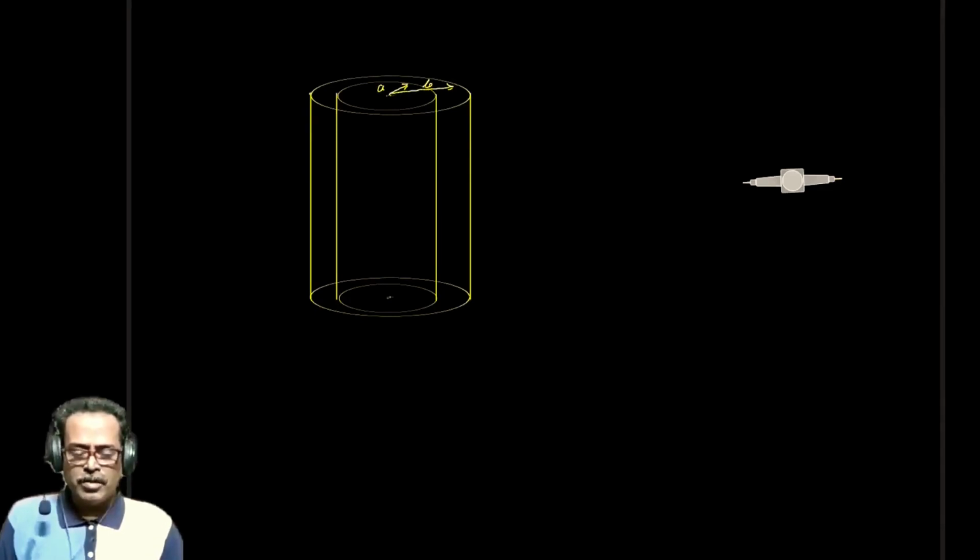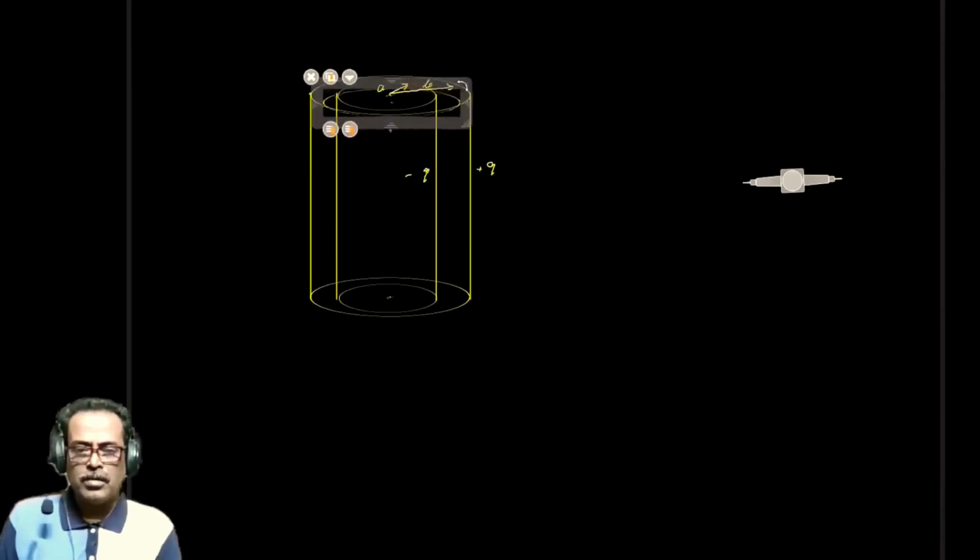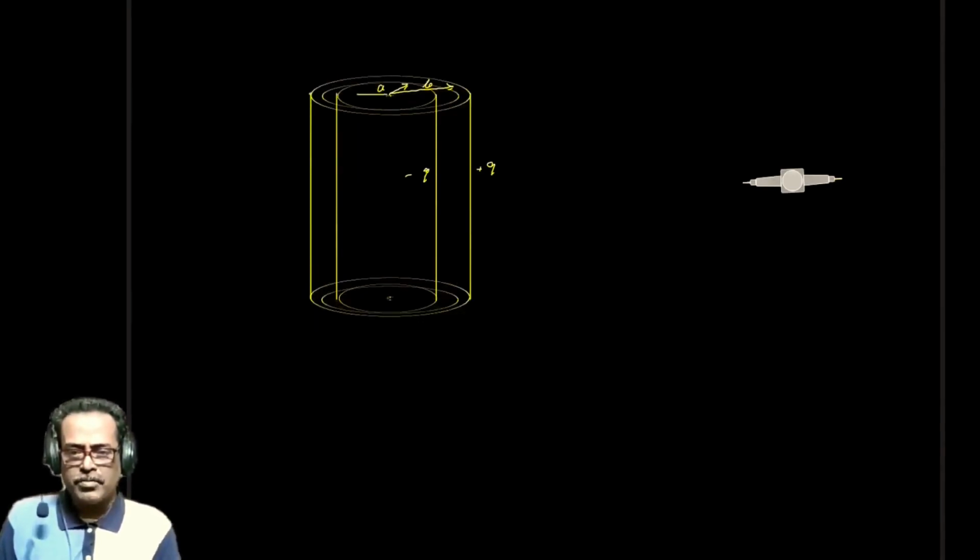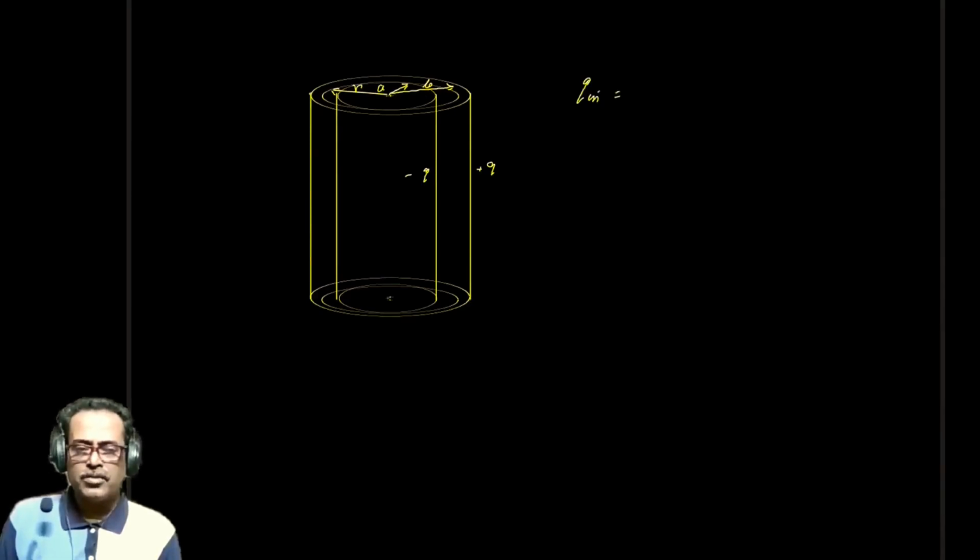Now the inner cylinder is given a charge of minus Q and the outer cylinder is given a charge of plus Q. Now, if we consider a Gaussian surface which is also a coaxial cylinder between these two, suppose R is the radius of the intermediate cylinder, this R, and this will be the ideal Gaussian surface, and the charge enclosed in the Gaussian surface Q is equal to minus Q.